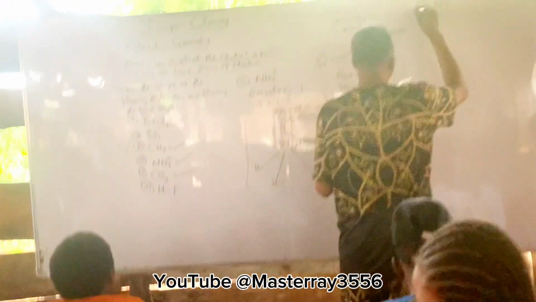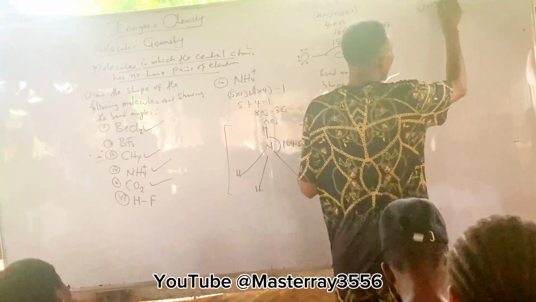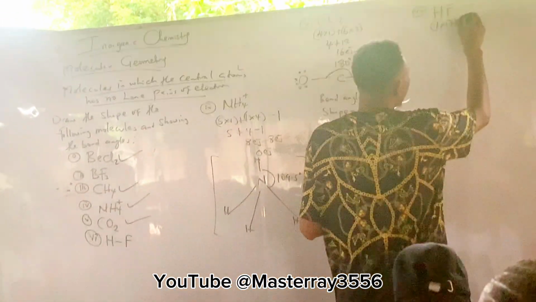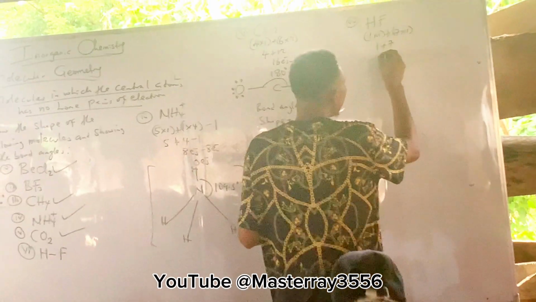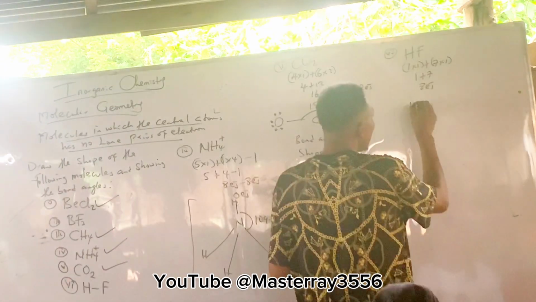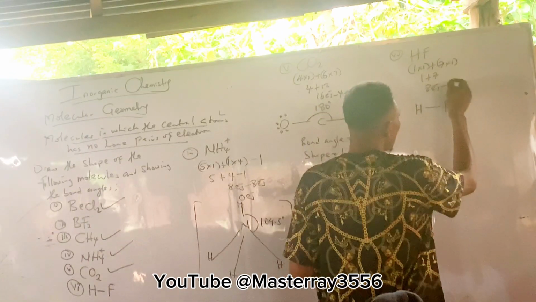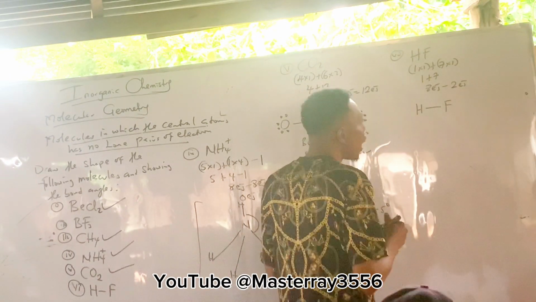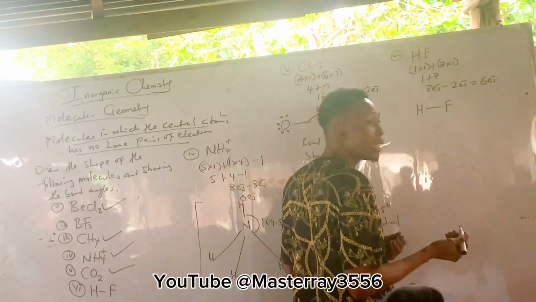HF, that's number 6. So yeah, hydrogen is what? 1, right? Times what? 1. Plus fluorine is how many? Fluorine is how many? 7 times 1. So 1 times 1 is 1 plus 7 will give us what? 8 electrons, right? So hydrogen bonds with what? Fluorine. So we are subtracting how many? We subtract 2. That minus 2 electrons. Okay. So from here now, how many is left? That is 6 electrons, right? So then we are sharing 6, is it not? It becomes 2, 4, 6.